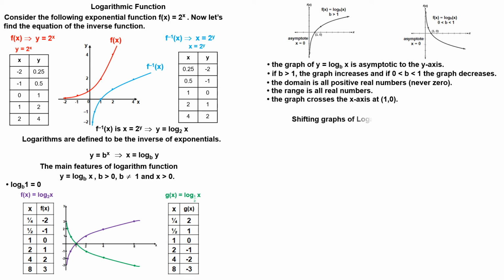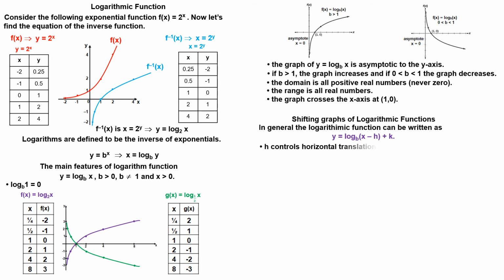Shifting graphs of logarithmic functions. In general, the logarithmic function can be written as y equals log base b of (x minus h) plus k. h controls horizontal translation and k controls vertical translation. The equation of the vertical asymptote is x equals h.